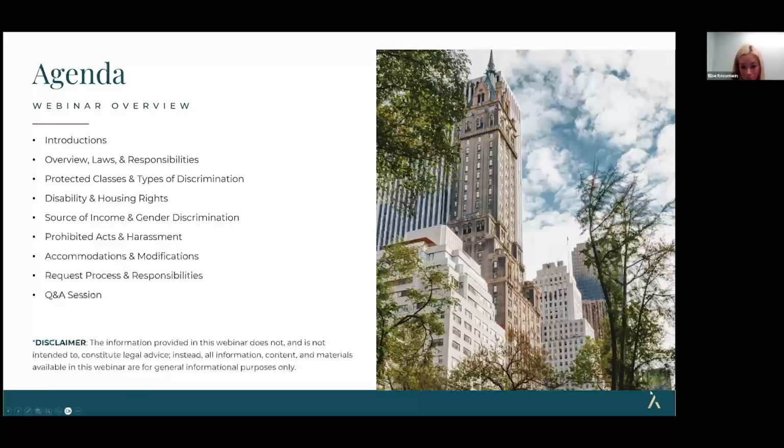Today, we're going to be discussing the laws and responsibilities, the overview again of what the fair housing law is, protected classes and types of discrimination, disability and housing rights, source of income and gender discrimination, prohibited acts and harassment, accommodations and modifications, request process and responsibilities, and then we'll do the Q&A throughout, so we probably won't need to do the Q&A session after, but just in case it's there.